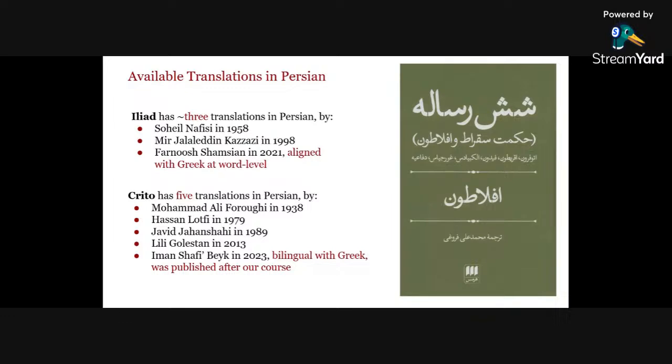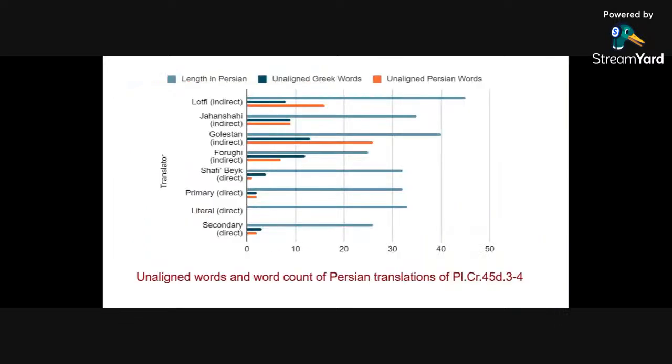But actually, when we started, there were only 4 indirect translations available. And then right after the Crito translation course finished, a new translation was published by Iman Shafibek in a bilingual edition with Greek on one side, and this was a wonderful opportunity for us because we could compare our results to this translation, and you can see some results from the guideline-based alignment that I did of all these translations of Crito.